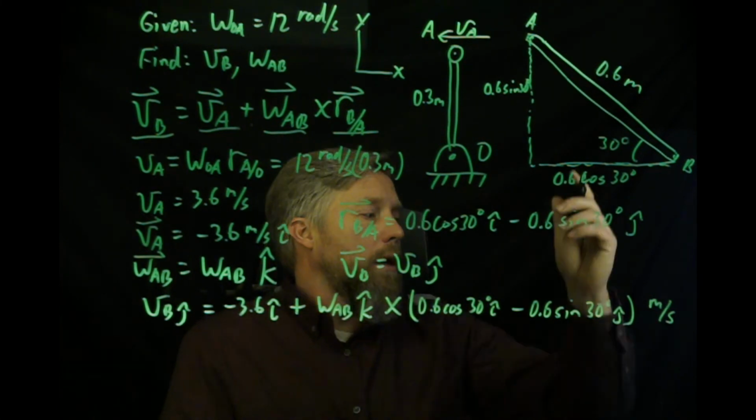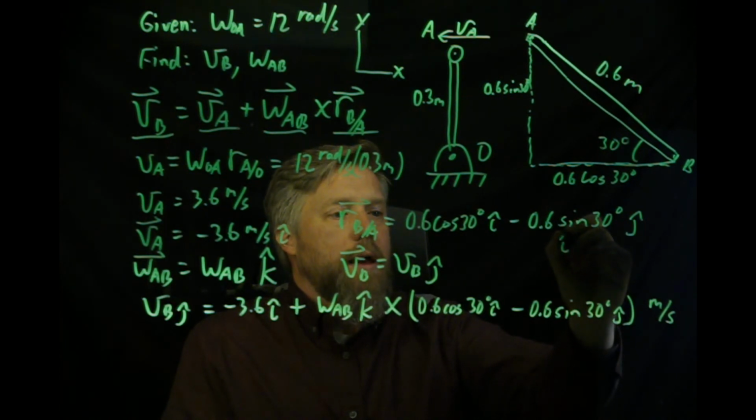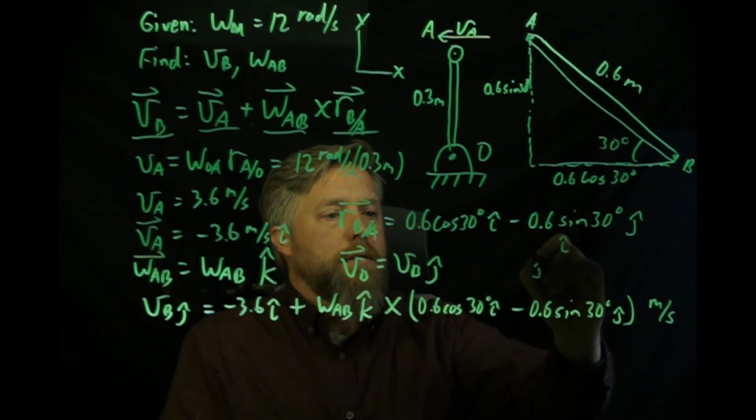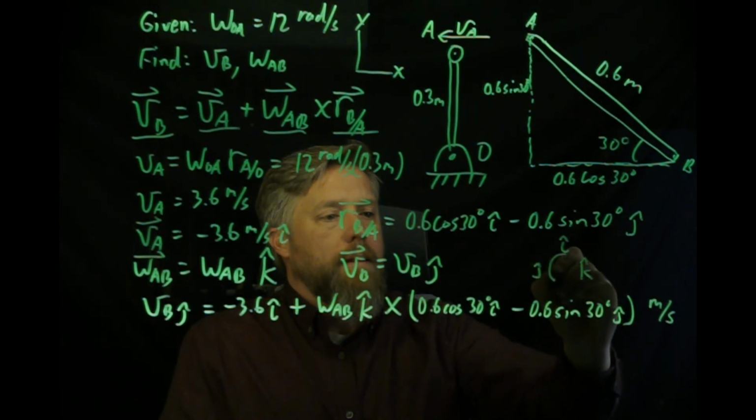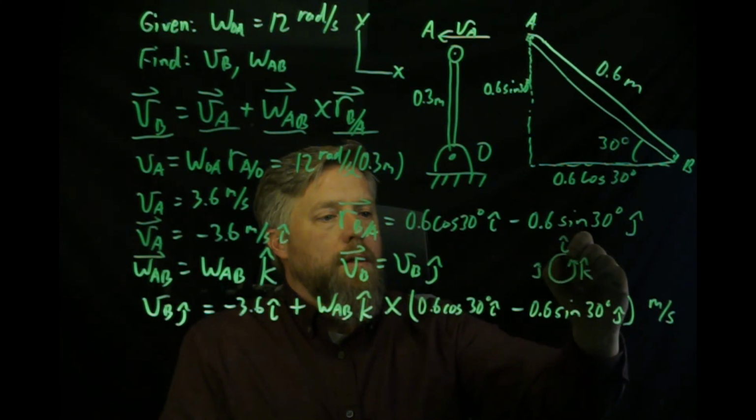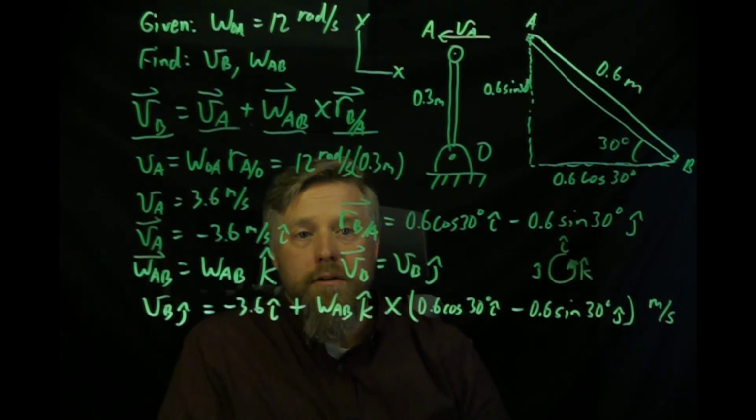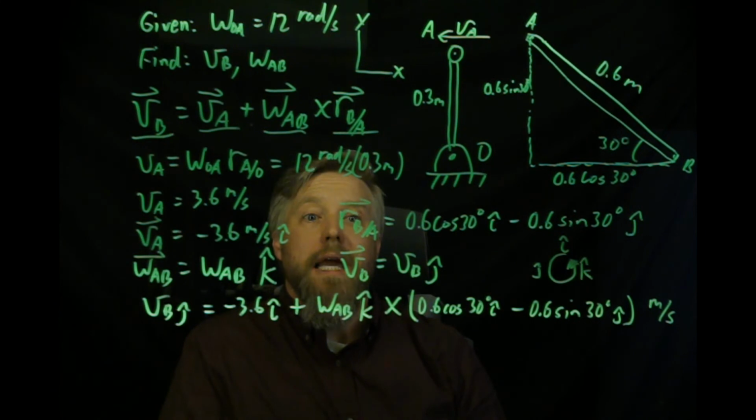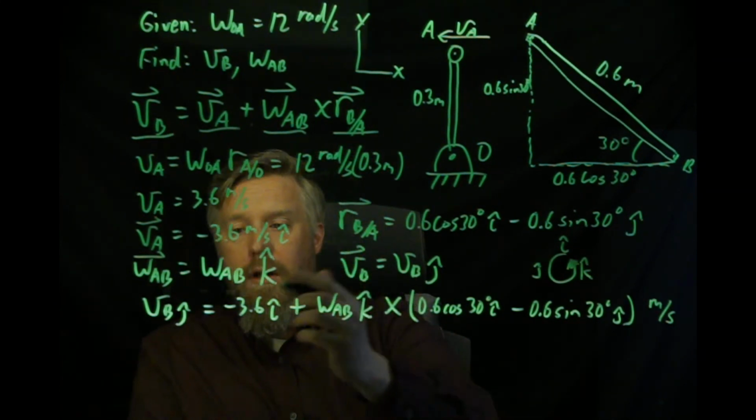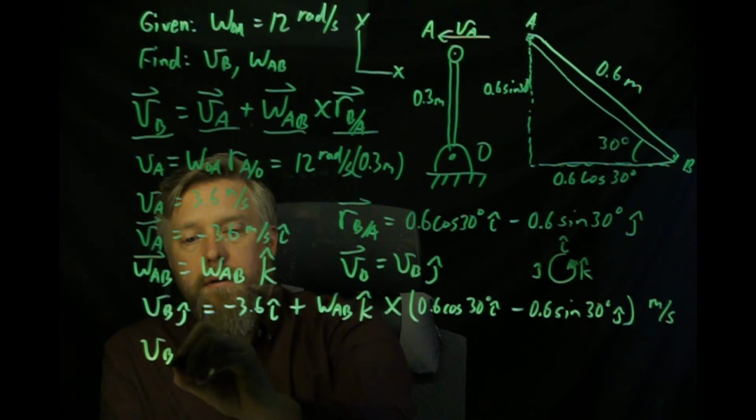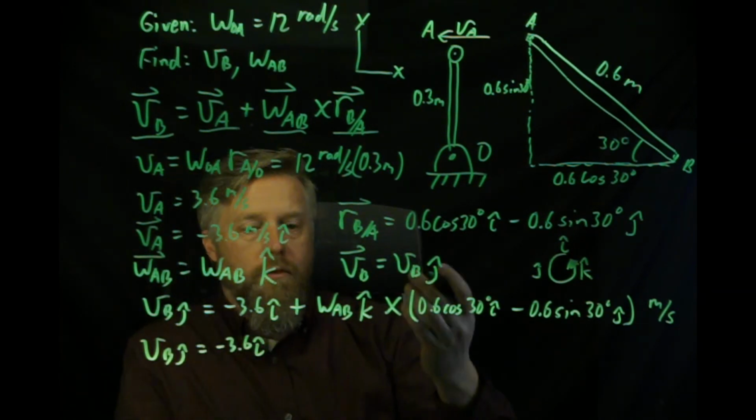When you're using the shortcut, I always recommend writing this little key up. You just write i, j, and k, and you write a circle that's going counterclockwise. This is a reminder to tell us when to use negatives and also tell us what we expect to get. And how it works is, well, I'll show you. We got V_B j equals negative 3.6 i. Let's perform this cross product.